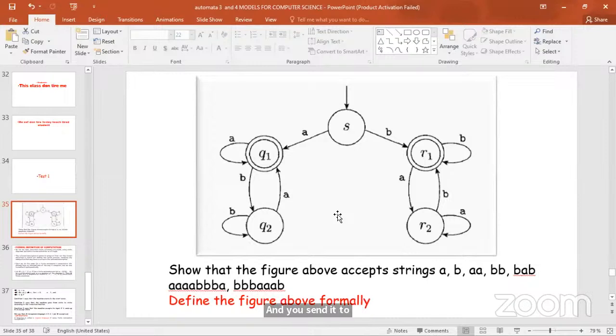When you solve it on your foolscap, you scan it and send the soft copy, PDF copy, to your class rep. So your class rep will send it to me latest by tomorrow, 12 noon. Class rep, did you hear that? Yes, sir, I heard. So you submit by 12 tomorrow.